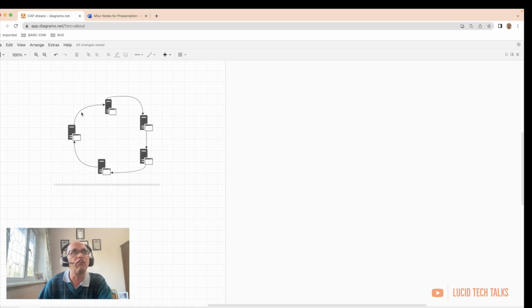So let's say this connection is broken, and this connection is broken. Now you have two partitions in this network. Earlier you had a cluster with 5 nodes. Now you have a cluster with 2 and 3 nodes. So there are two separate partitions in the cluster. That is what network partitioning is.